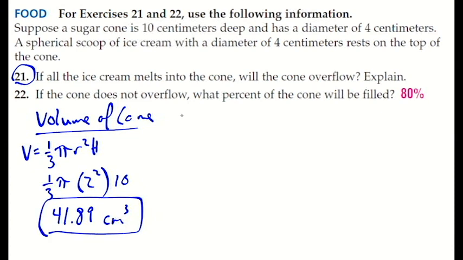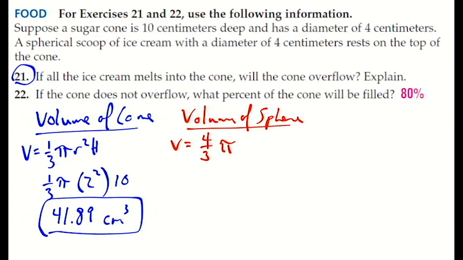Second thing we would do is we would find the volume of our sphere. Our volume formula here is 4/3 pi r cubed. So we're looking at 4/3 pi times 2 to the third power. If we calculate that out, we end up with 33.51 cubic centimeters.